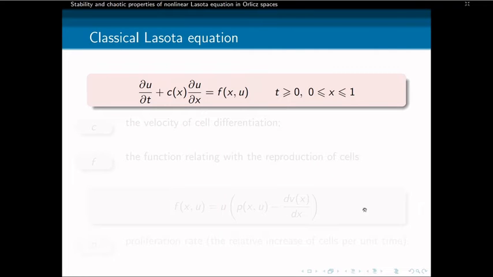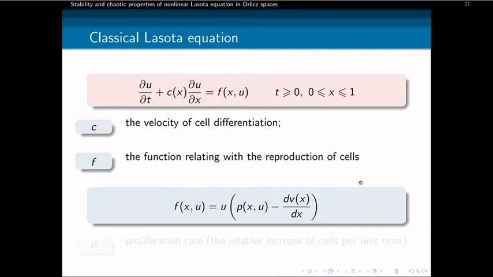The interpretation of the quantities is as follows. c is the velocity of cell differentiation. f is the function relating to the reproduction of cells, and f is given by the following formula. And p is the proliferation rate, the relative increase of cells per unit time.